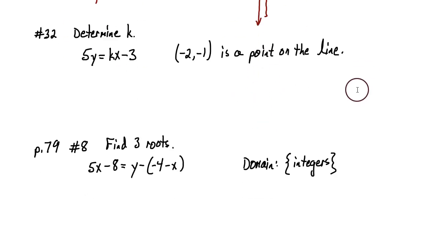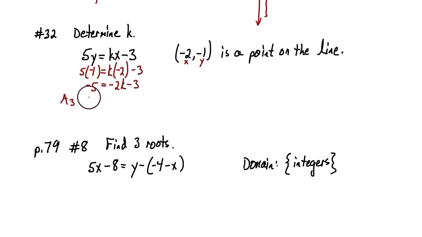Number 32, solve for k so that -2, -1 is a solution to the equation. This is its x-coordinate, this is its y-coordinate. Let's make those substitutions. For the letter y, fill in -1. For the letter x, fill in -2. And solve the equation. Let's add 3 to both sides. And then divide by -2.